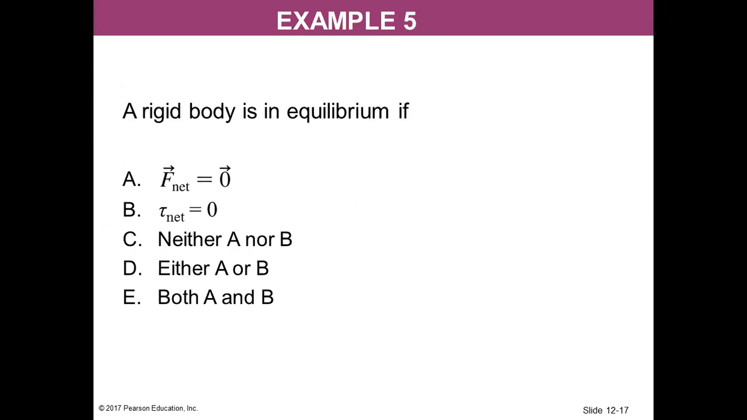A rigid body is in equilibrium if, of course, the net force is 0 and the net torque is 0. So when the net torque is 0, we say the sum of the clockwise torque is equal to the sum of the counterclockwise torque, or the sum of the counterclockwise torque minus the sum of the clockwise torque is equal to 0. Then we know that the object is at equilibrium, and the rigid object is at equilibrium either when the object is stationary or moving or rotating at a constant speed.